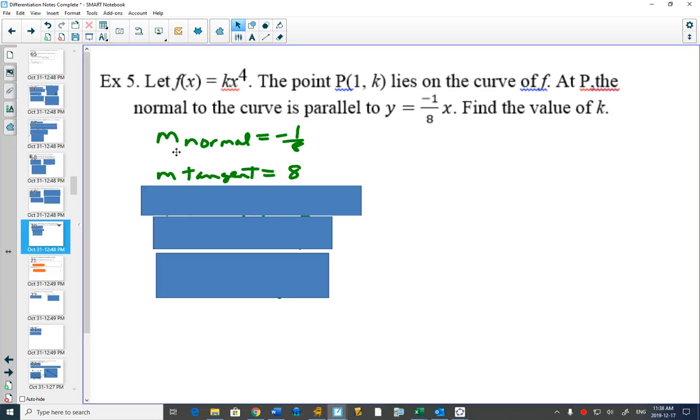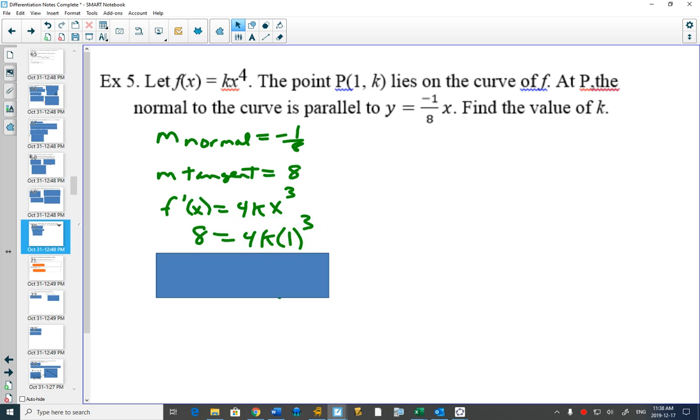If we know the slope of our tangent is 8, when we find the derivative, when you plug 1 in, it's supposed to equal 8. What does this mean? Well, it gives you an equation that 4k is equal to 8. So you could solve for k, and k is equal to 2.